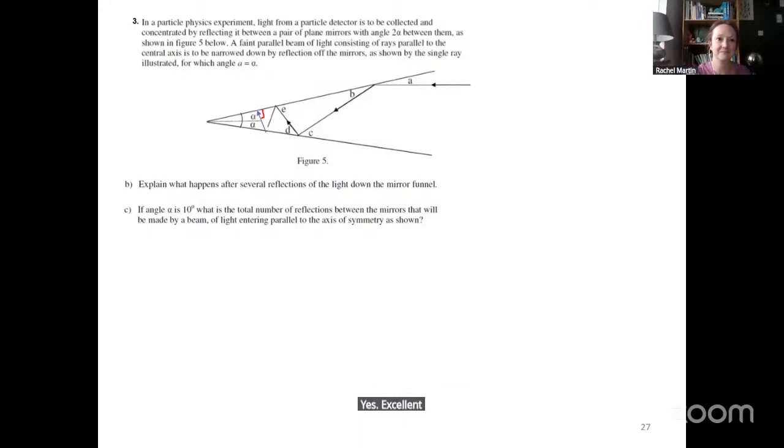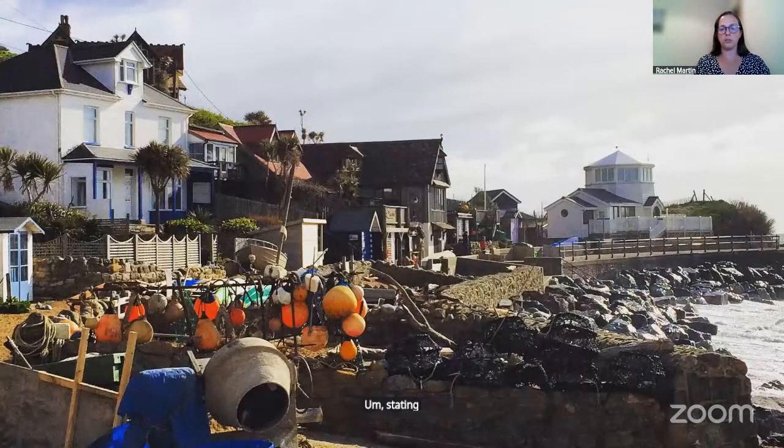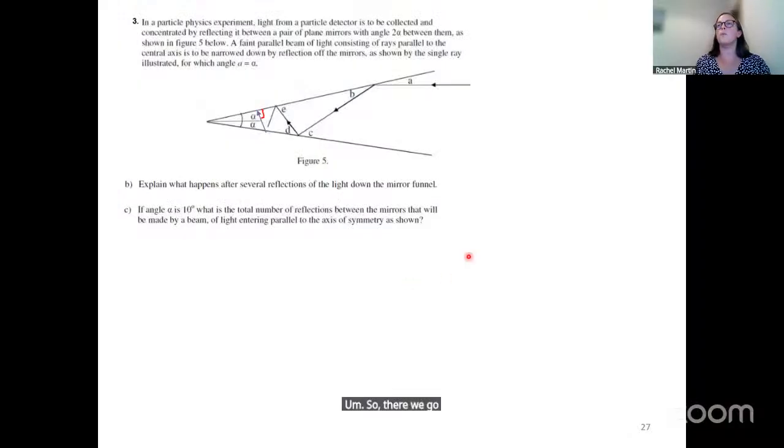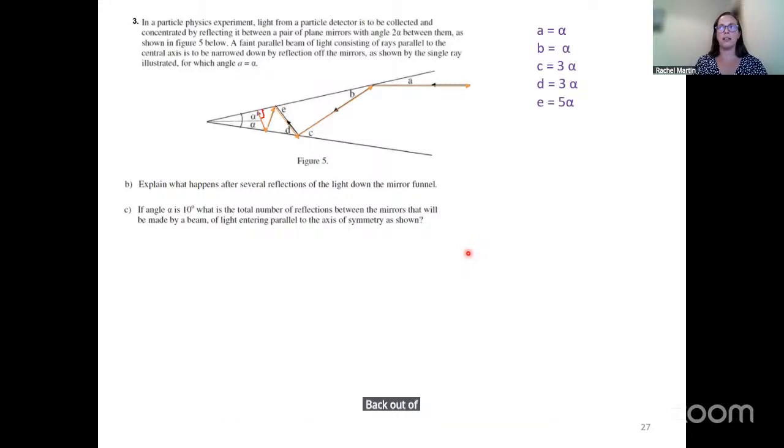Excellent. Well done. So I've got lots of people in the chat stating an answer. Oh, sorry, they can see the Isle of Wight there. So there we go. Well done for part B. It is that idea. And I just sort of drew this on. I wouldn't necessarily follow exactly this path, but eventually we're going to have reflections back out of the cone again. And you may have considered this before. So it reflects out of the plane mirrors eventually, and that's going to link to part C actually.